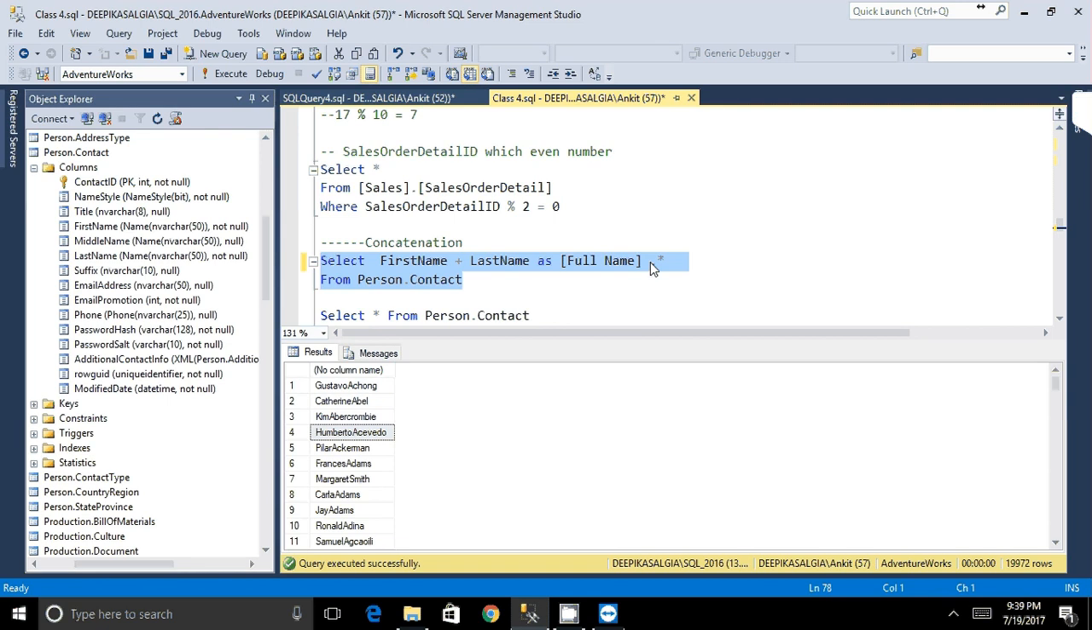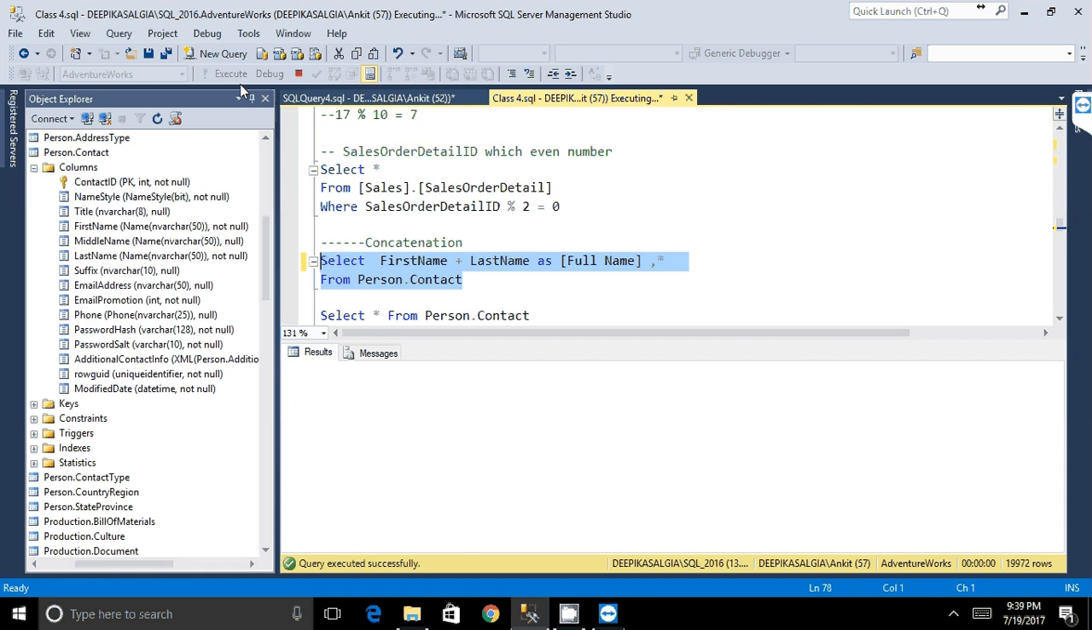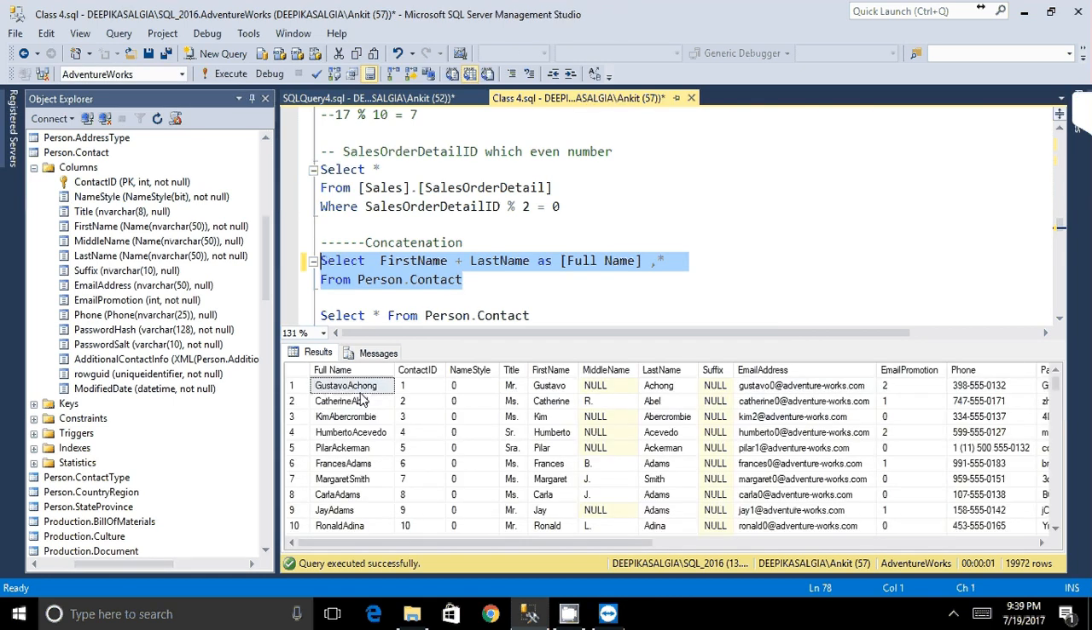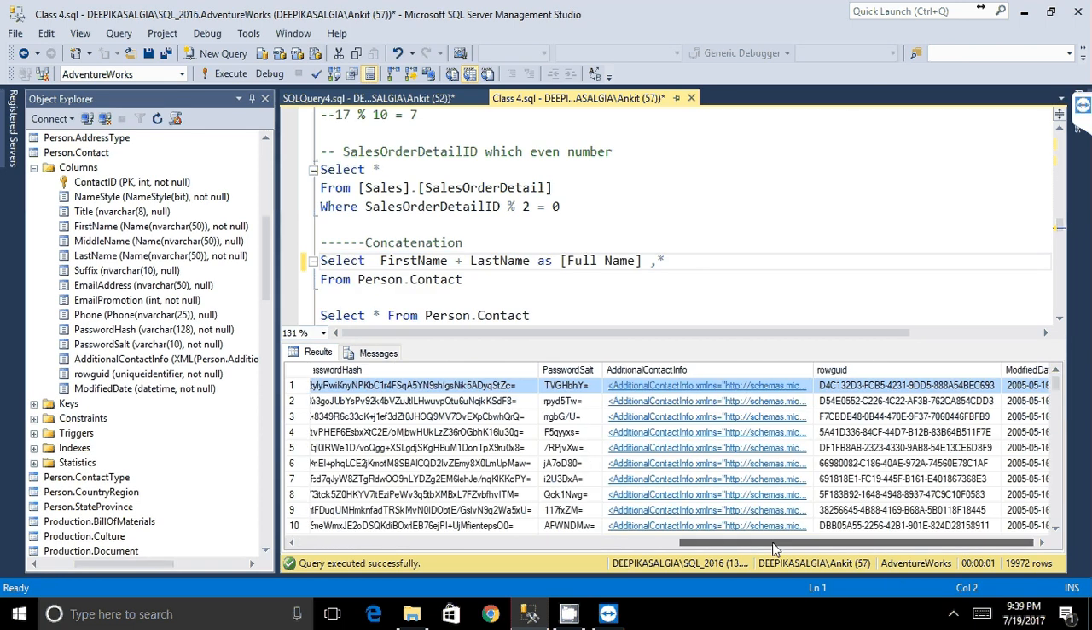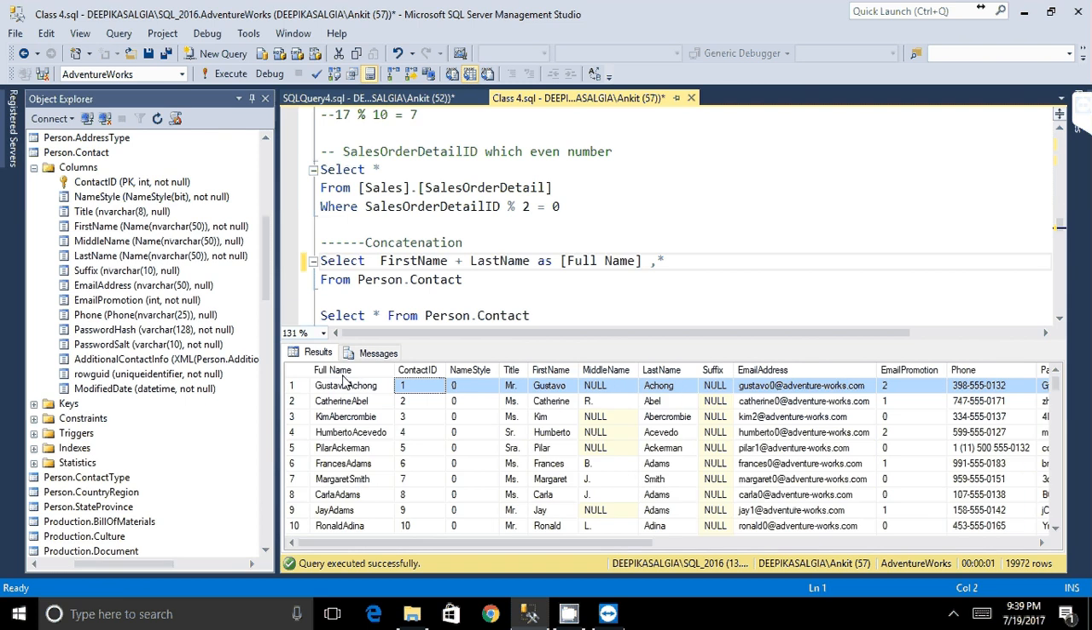So what I do is I put a comma and then I say from person.contact. So I run the query. I'm seeing the full name for my column which I concatenated, and then I'm seeing all the other columns, right? So this is my derived column. This time I did the addition on the character, which doesn't do the addition, but it concatenates. Okay.